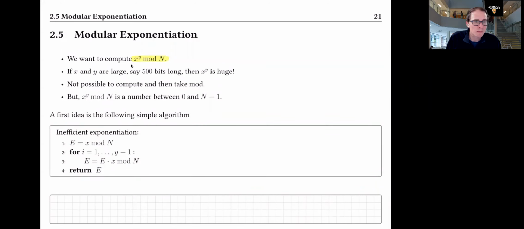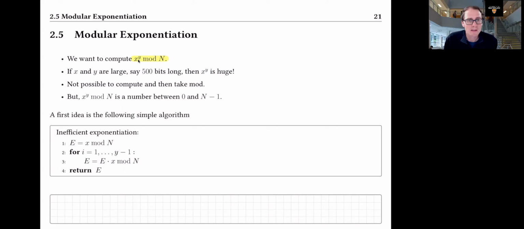And the problem that we're interested in is when x and y are very large numbers. So they could be 500 bits long, maybe 1,000 bits long, or even 2,000 bits long. And so we could never compute x to the power of y, because if you have a 500-bit number to the power of a 500-bit number, the number of bits is enormous.